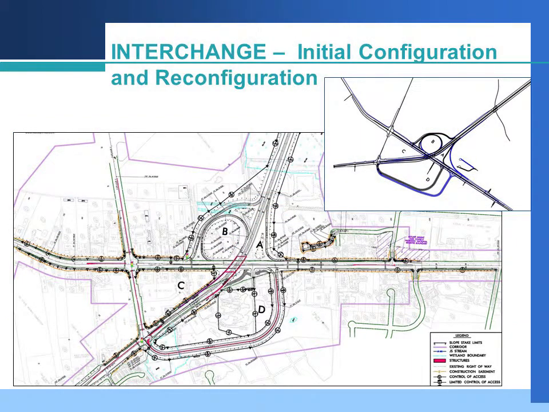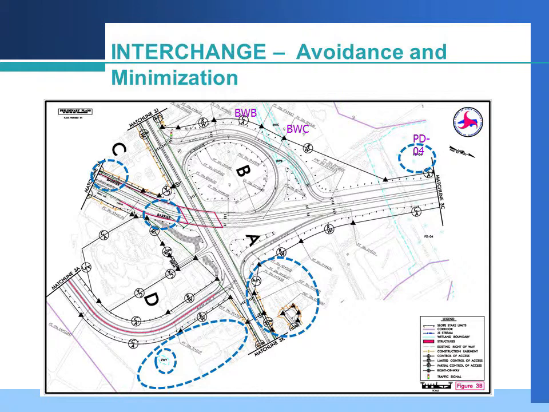This example involves an interchange. The inset slide in the upper right-hand corner shows the original interchange design in blue and the modified design in black. Avoidance and minimization at this interchange included pulling in the loops and ramps and pulling back control along the L line. The dashed blue lines represent areas where avoidance and minimization was achieved as a result.